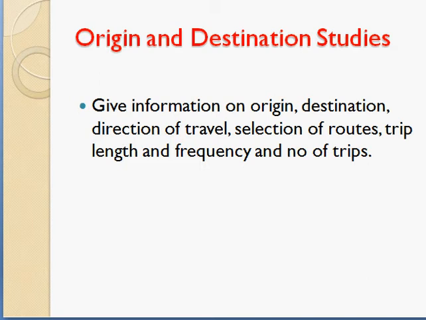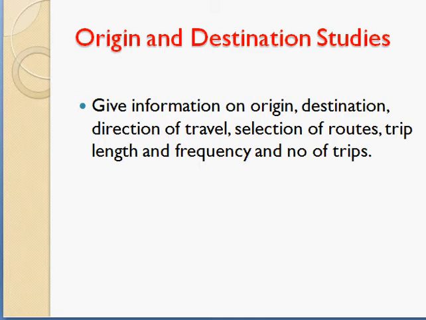Dear students, the next traffic study we have to discuss is the origin and destination studies. If you are taking the origin and destination studies, it will give us information on the origin, destination, direction of travel, selection of routes, trip length and frequency, and number of trips. A trip means a movement from one point to another.